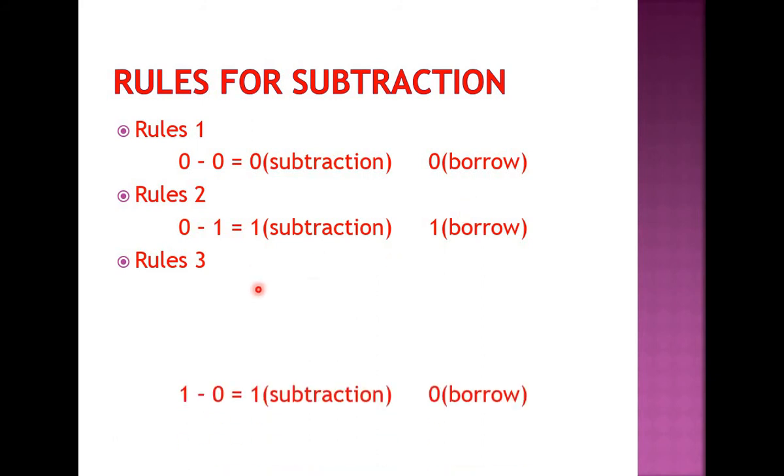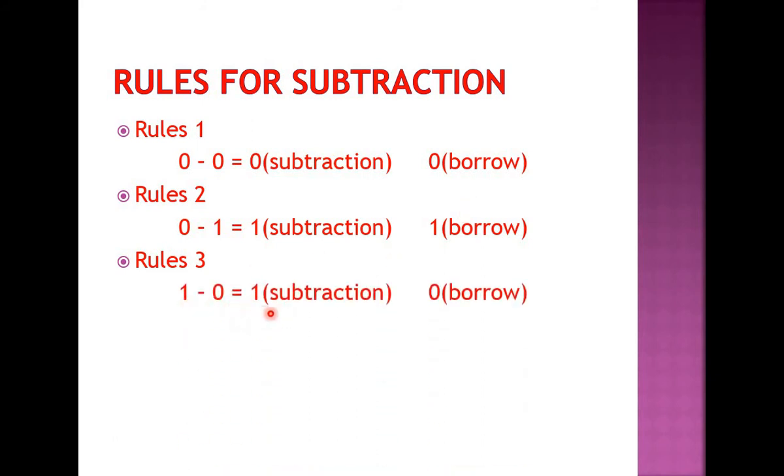Rule 3, 1 minus 0. In this subtraction we get the result 1, and the borrow is 0. Again for rule 4, 1 minus 1 becomes 0 and the borrow is also 0.